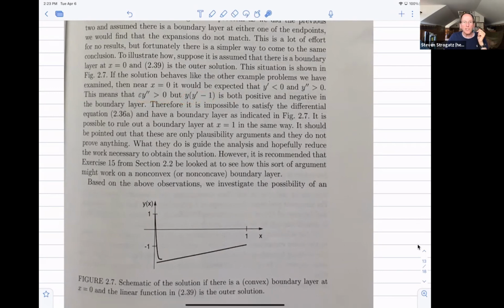So anyway, he says this is a plausibility argument. I mean, he's careful. He says it should be pointed out these are only plausibility arguments and do not prove anything. But they guide the analysis and suggest that you should look for the layer that we just found in the middle of the region. Okay, and so that's kind of where he leaves it. But it turns out it's not right. Even though it's plausible, it's not right.